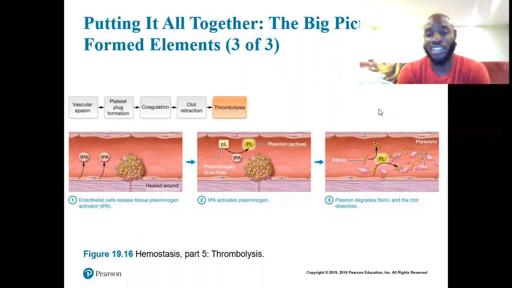Now, of course, this can go wrong, and if it doesn't dissolve, you would have blood clots in your bloodstream, which can happen. Clearly, that's a problem, because then that could block blood from flowing in different parts of your body.